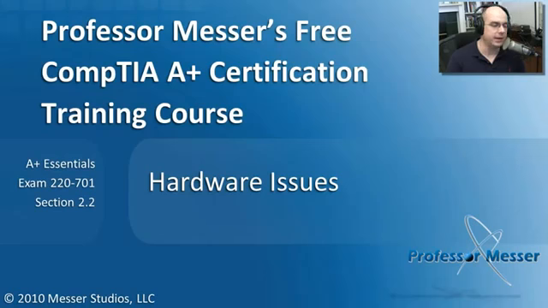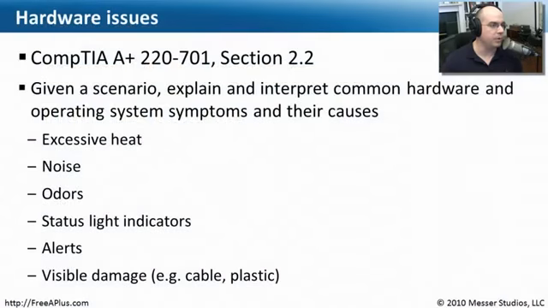I'm James Messer, and in this module we're going to go through the requirements from the CompTIA exam 220-701. That's the Essentials exam, section 2.2, where we need to explain and interpret common hardware and operating symptoms and their causes. And in this module, we'll talk about excessive heat, noise, odors, status light indicators, alerts, and visible damage. These are the things you run into when you have hardware problems, and we'll go through each one of those in this module.